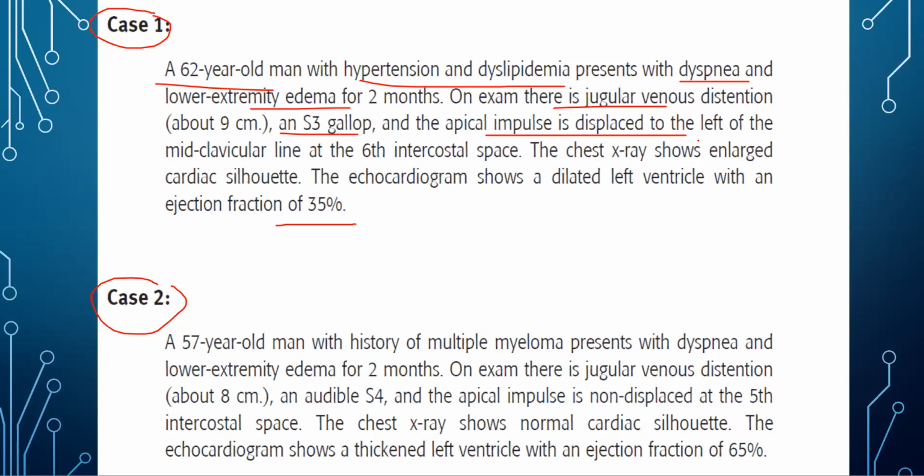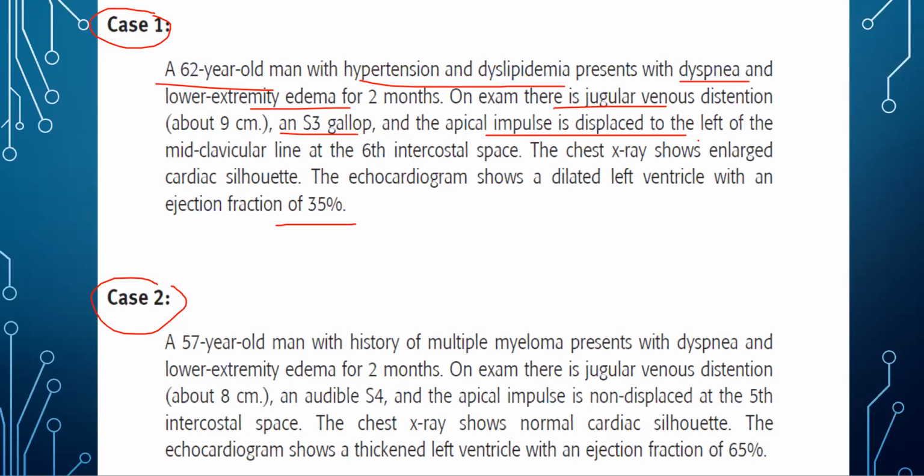Do you know what the cardiac silhouette is? It's the cardiac shadow that you can see in a chest X-ray. If it is enlarged, that suggests the heart is enlarged as well, and when the heart is enlarged, that sometimes can be a feature of heart failure also. An echocardiogram shows a dilated left ventricle with an ejection fraction of 35%.